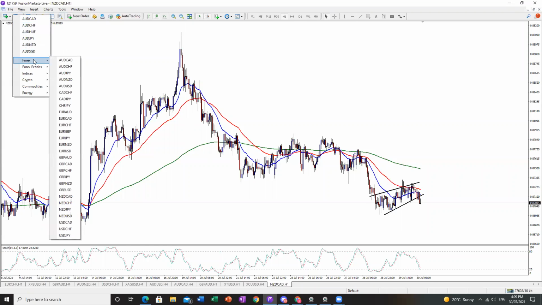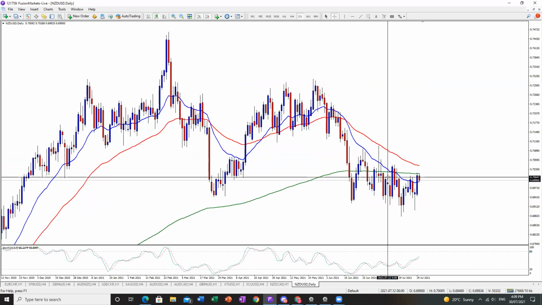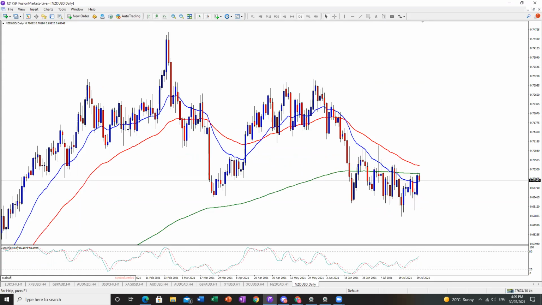New Zealand dollar. Nothing on New Zealand dollar at all. I really don't see anything at all. It's stuck in consolidation. Until that consolidation breaks, there's zero for me.